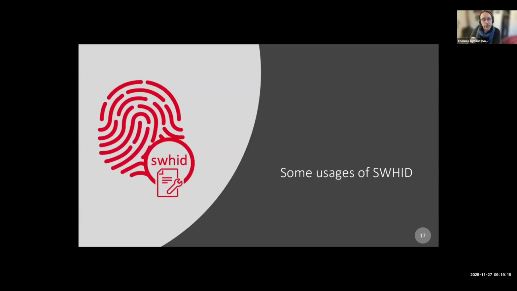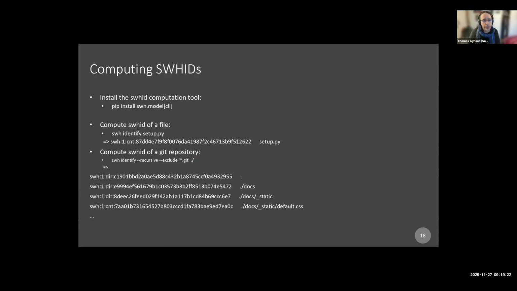Some usages that you can make of the SWID. The first one: you can compute the SWID. It's very efficient. You cannot generate your own DOI, for instance, or some other identifier easily. You can compute your SWID locally. For instance, you just have to pip install the Software Heritage SWID computation tool and then identify the SWID of a content inside your repository. You can compute the SWID of a given Git repository, on everything, with this tool.